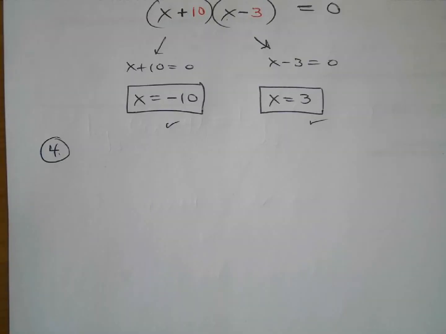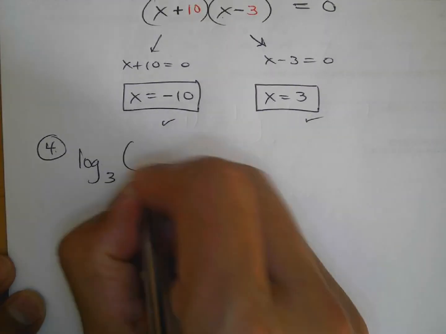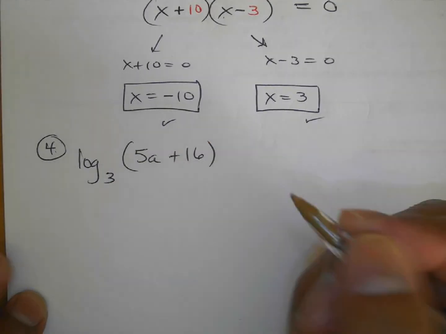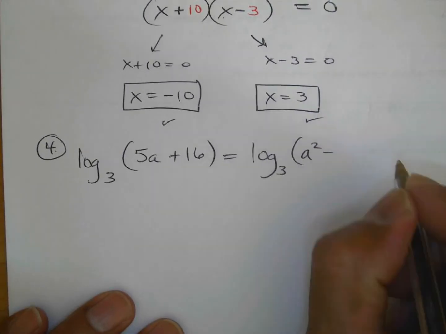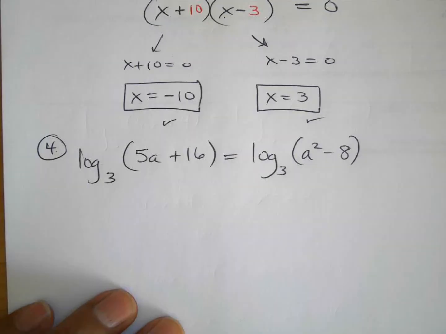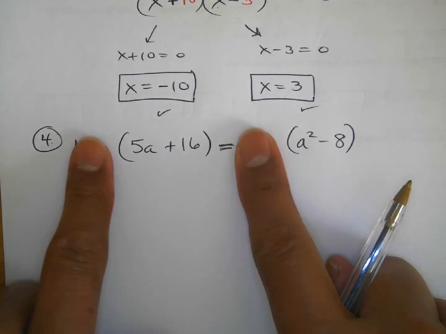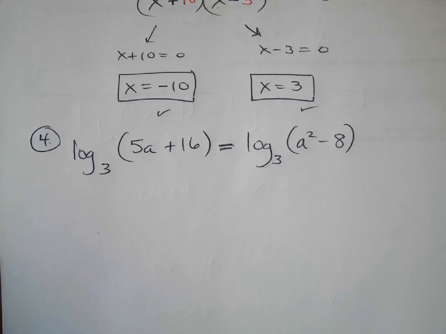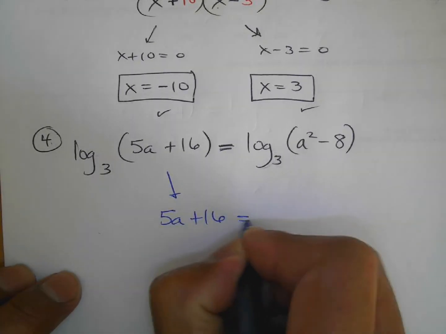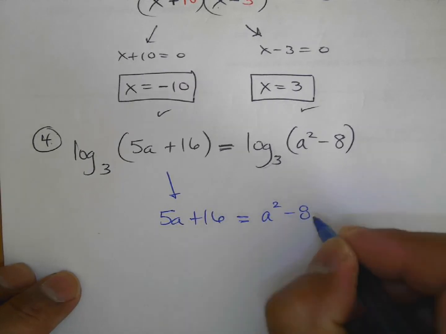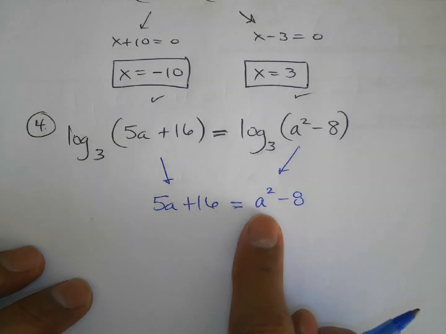Okay, last one, number 4. Another one very similar to this. Log base 3 of 5a plus 16 is equal to log base 3 of a squared minus 8. And again, you've got these two logarithms equal to each other. We can drop that. We're just going to put what? 5a plus 16 equal to a squared minus 8. Again, we have what? A quadratic again.